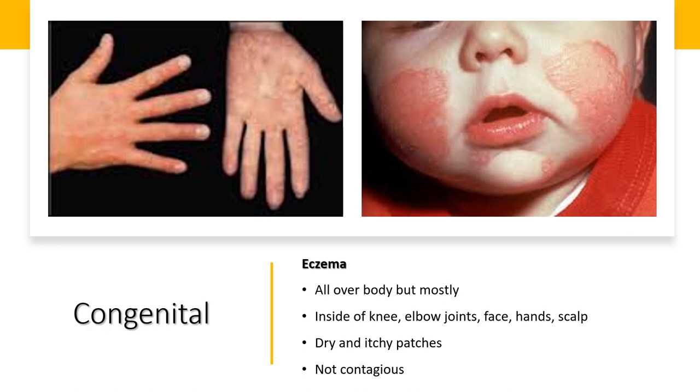Eczema is a congenital disorder which tends to run in families, very linked to hay fever and asthma as well. Normally, if you get eczema in the family, maybe somebody else will have asthma or hay fever. Eczema can be all over the body, but it's mostly maybe inside the knee, elbow, joints, maybe the face, hands and scalp. It's a dry, itchy patch.